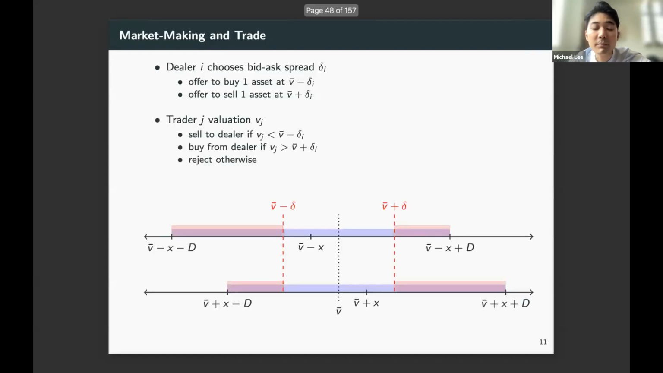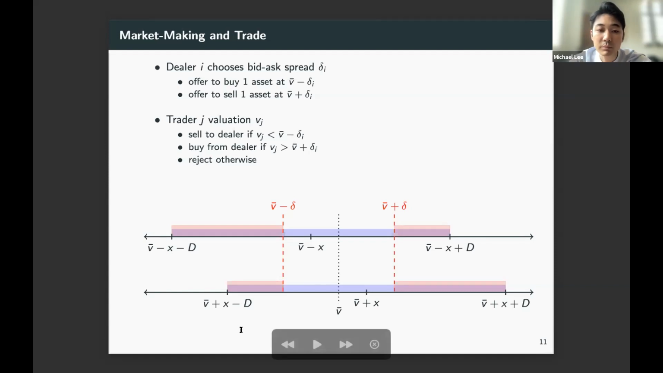Now, if we think about a trader J with some valuation, the decision of whether to accept or reject an offer is very clear. If you have a very low valuation that's below the offer to buy, then you're willing to sell to the dealer. If you have a very high valuation, then you'd be willing to accept the sell offer by the dealer. If your valuation is in neither category, then you would want to reject both the dealer's bid and the ask offer.